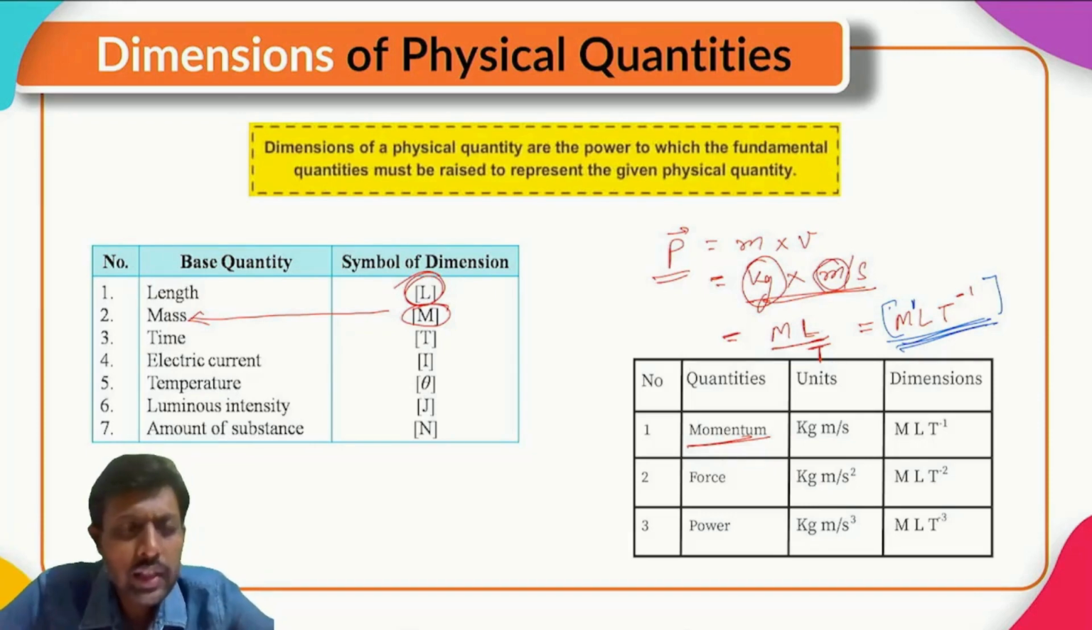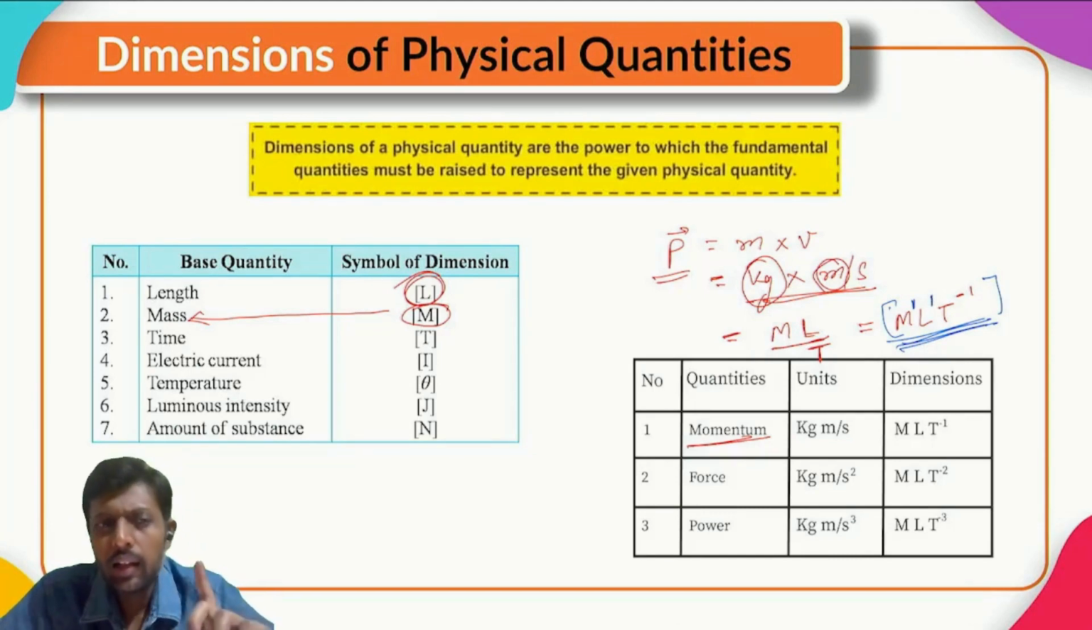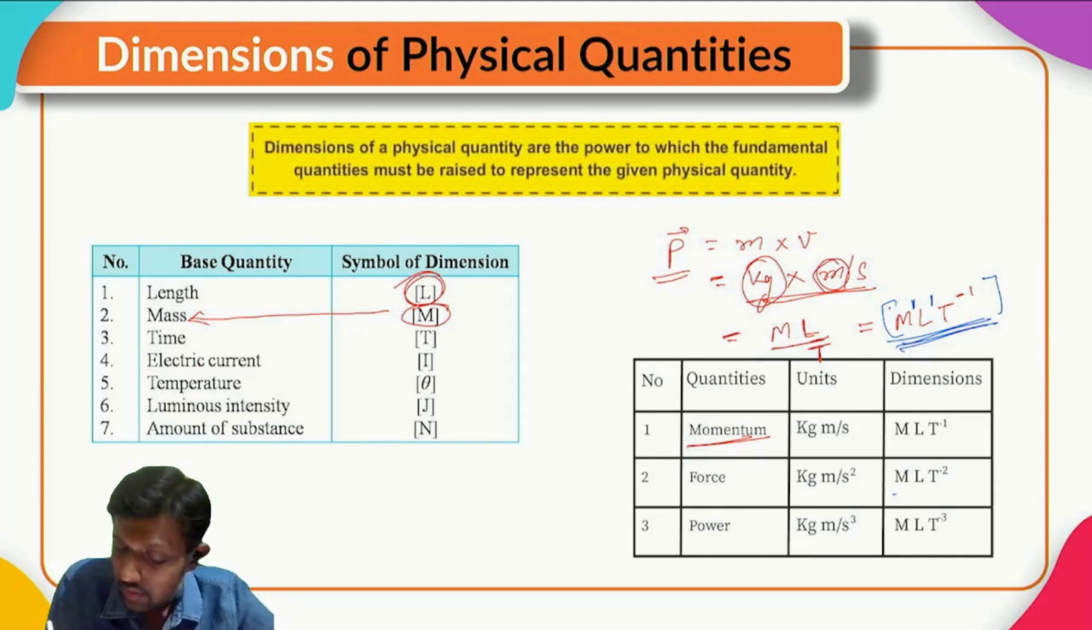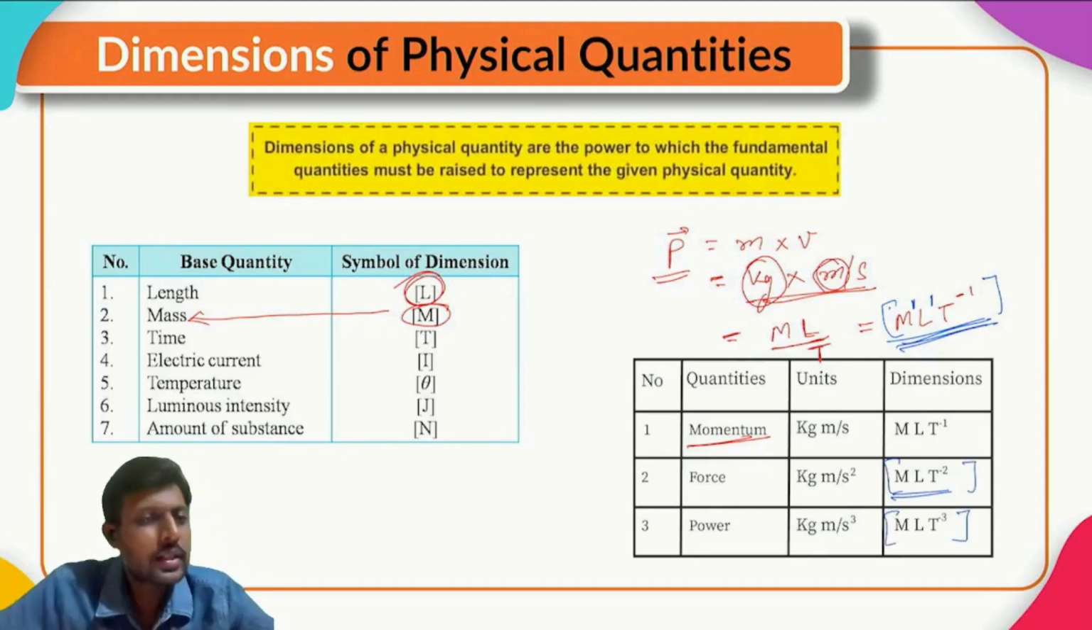Can you tell me what is the dimension of length in the dimensional formula of momentum? You will see length is also raised to the power 1. So in momentum, the dimension of length is 1. Similarly, the dimensional formula for force and power is given.